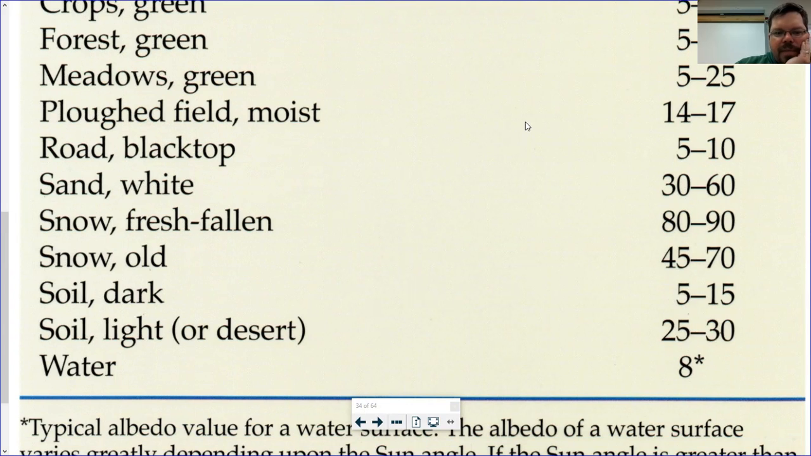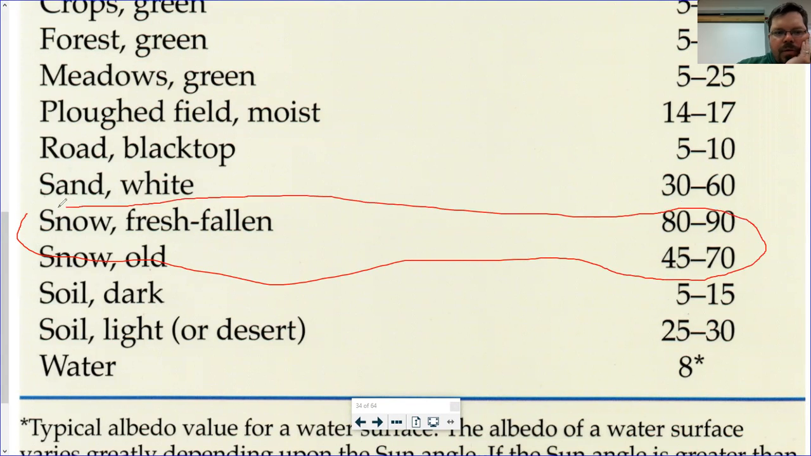Soil, even light or desert soils, 25 to 30%. But as you look at snow, this would include ice as well, albedos of upwards of 70, 80 to 90%. Okay.